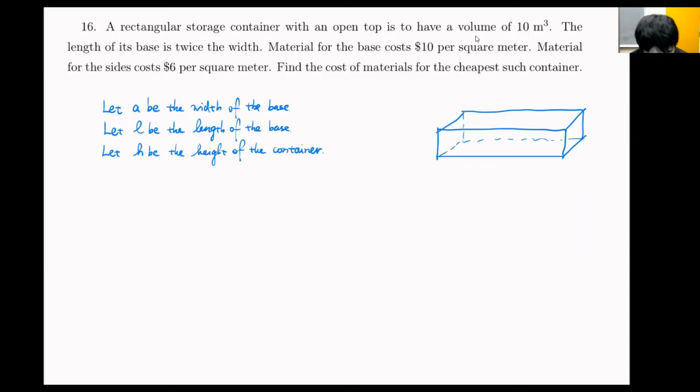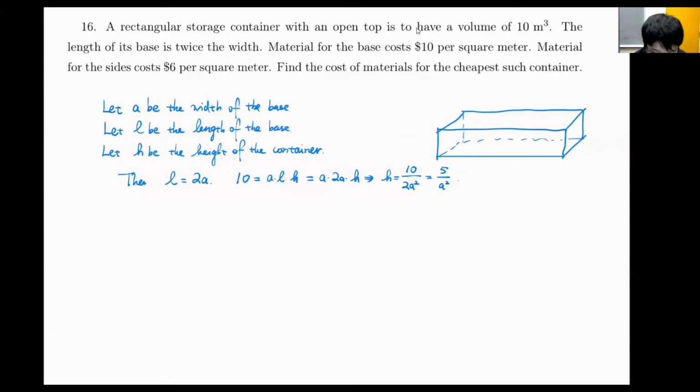From our problem statement, we know that the length equals 2 times the width. Moreover, we know the volume is going to be 10. This means 10 equals A times L times H. Because L equals 2A, this is A times 2A times H. This way I express H in terms of A. That will be 10 divided by 2A squared, which is 5 over A squared. So I know all the dimensions in terms of the width.